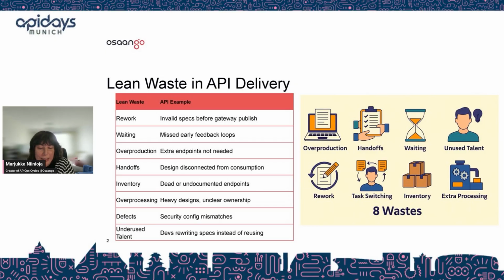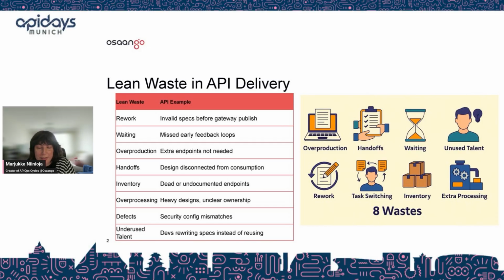And inventory, dead or undocumented endpoints. So basically, you have an inventory, a warehouse full of APIs, but you don't know which ones are being used or how they are being used, who is using them, or maybe no one is using them, but you are afraid to get rid of them because maybe something is still done with them.